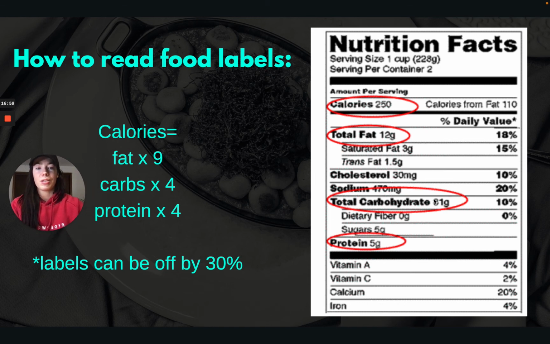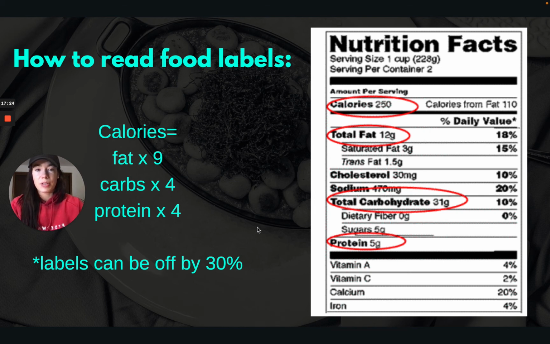All right. Next, we're going to talk about how to read our food labels. So we talked about this a little bit to see where most of the calories are coming from, right? So your total calories are going to equal the fat calories times 9. So 12 times 9 would be the calories that are in here, right? And then carbs times 4. So 31 times 4 plus the protein times 4. So all of this together adds up to 250 calories, right?